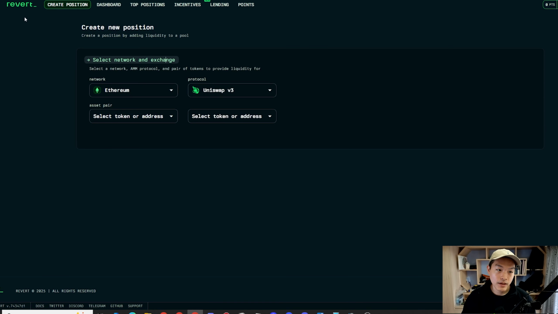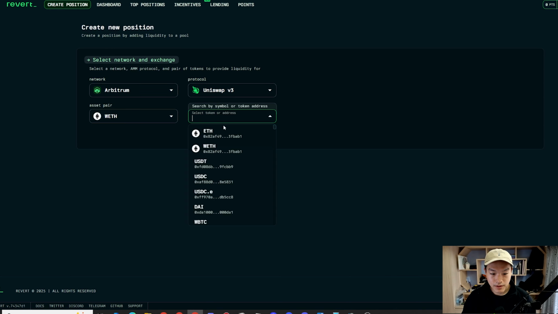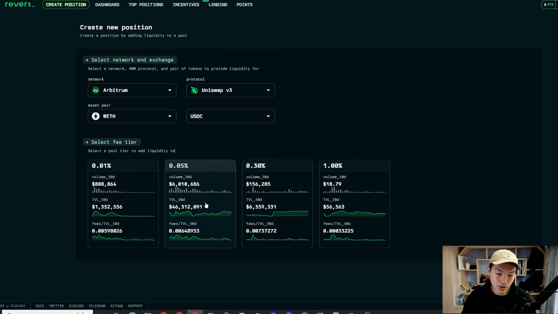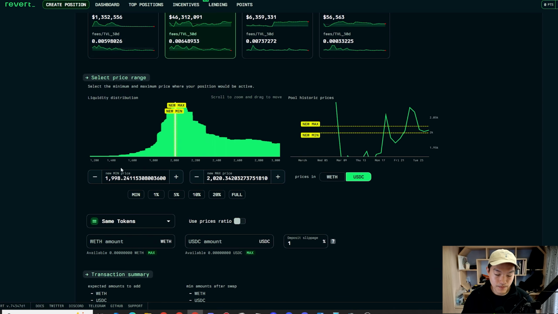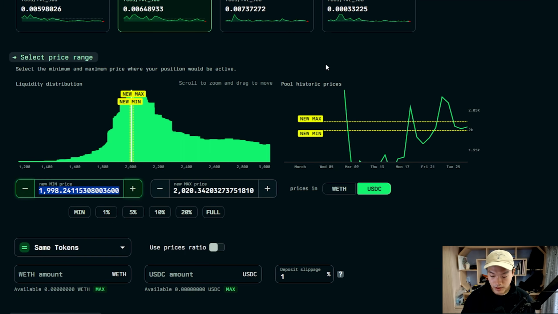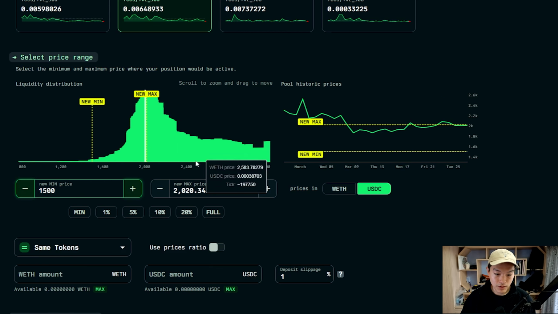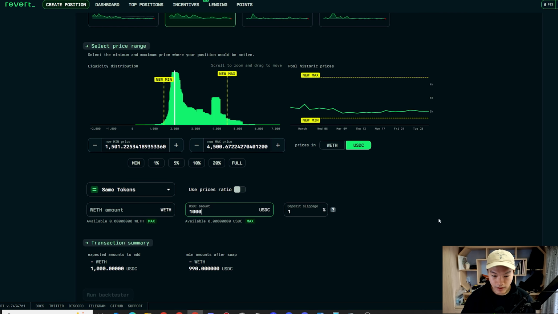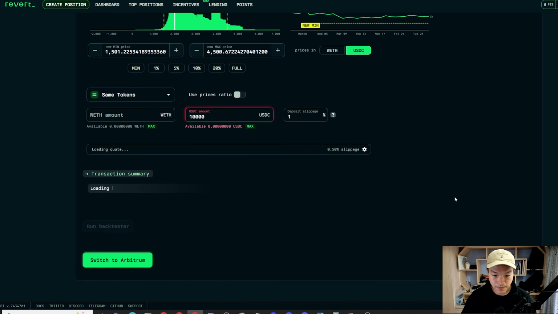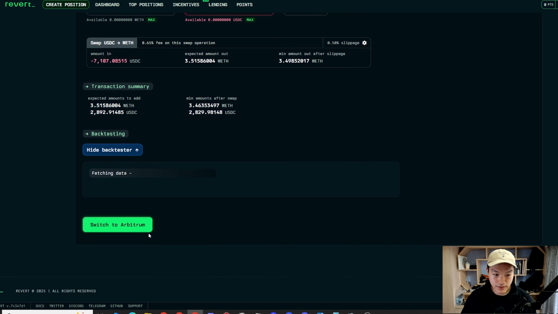So we're gonna hop back to Revert for some backtesting. The network is Arbitrum and Uniswap, ETH and USDC. And here I want to select the same fee tier at 0.05%. The min price is 1,500, like we talked about. Max price 4,500. Use 10,000 for this example. And here we can run the backtester.